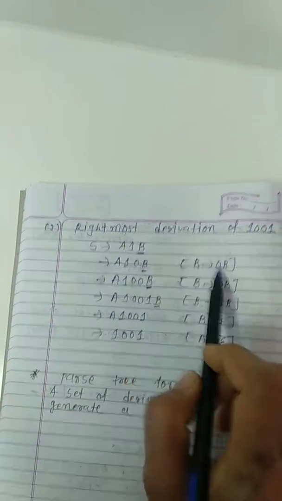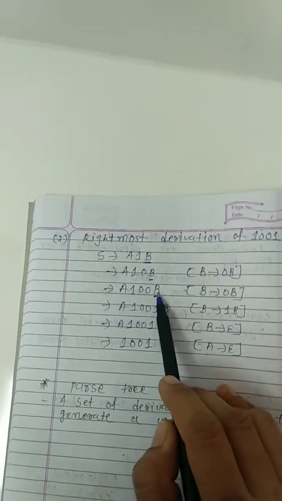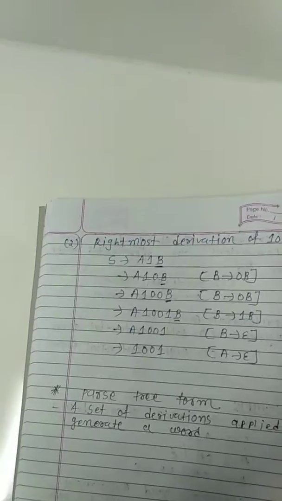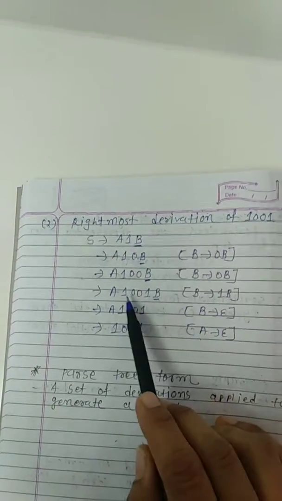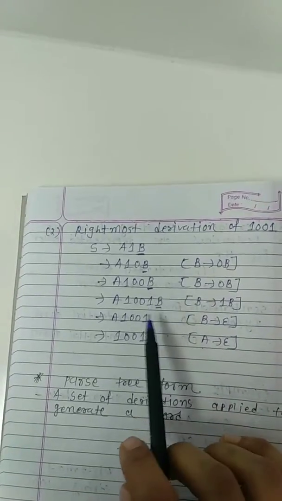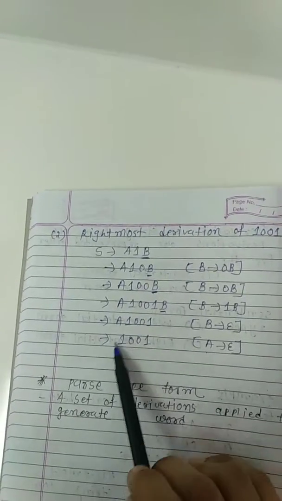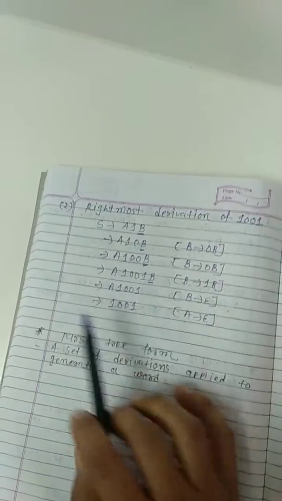So instead of B, put B tends to 0B. Again, instead of B, put 0B. And again, instead of B, put 1B. After putting 1B, I will get 1001. So now I do not want anything, so replace B by null value and also replace A by null value. So in the rightmost derivation, I will proceed from right to left. So these are the two ways through which I can generate the string.